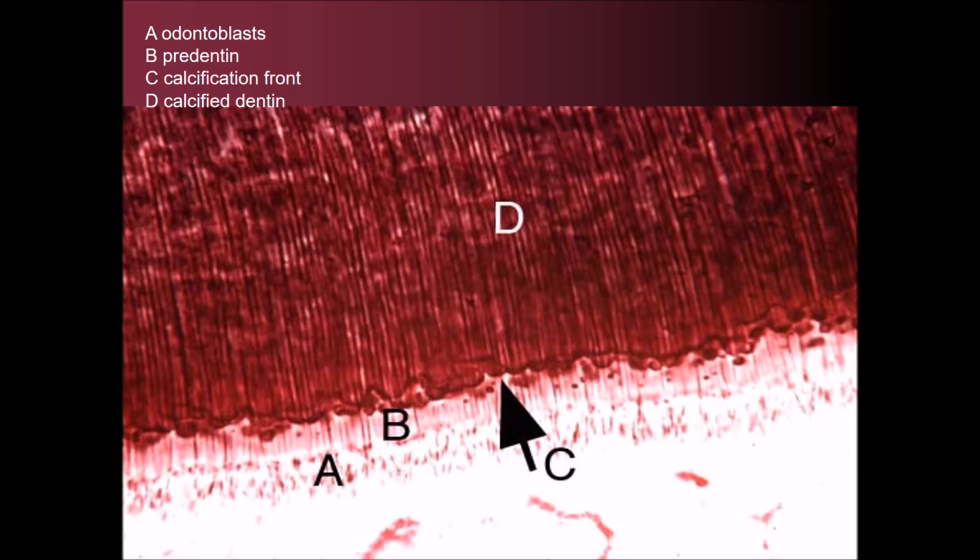This is another view. D is dentin, C is the mineralization front, A is the odontoblast, and below here I have the pulp. You can see the processes in the predentin, and they run all over the thickness of the dentin. These are the odontoblastic processes inside the dentinal tubules that run for a short distance inside the dentin.